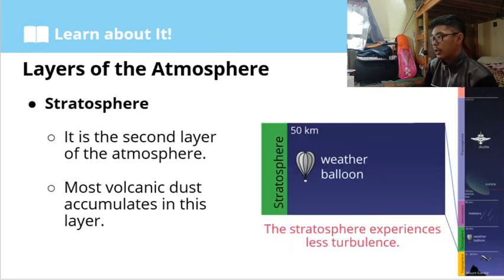Talk about your stratosphere. So, your stratosphere is the second layer of the atmosphere and where most of your volcanic dust accumulates. So, if we get to witness in the television the one that happened last time with the Taal volcano, wherein there are ashes and volcanic dust that was evacuated or na binuga nung Taal volcano that time, yung mga naiwan na residue niya actually stayed in the stratosphere. Now, the stratosphere experiences less turbulence.